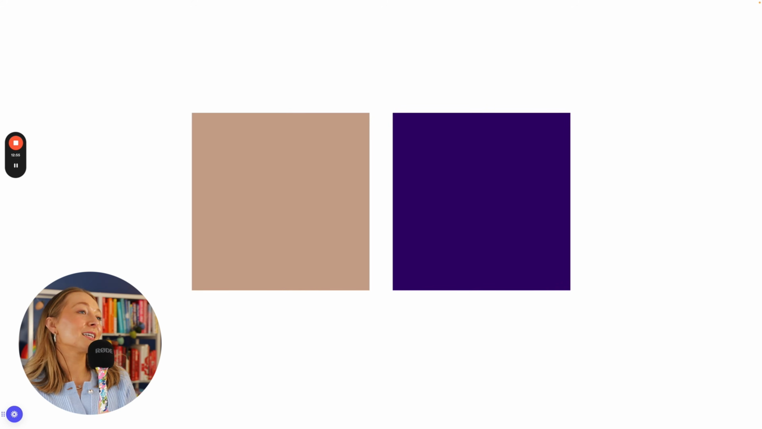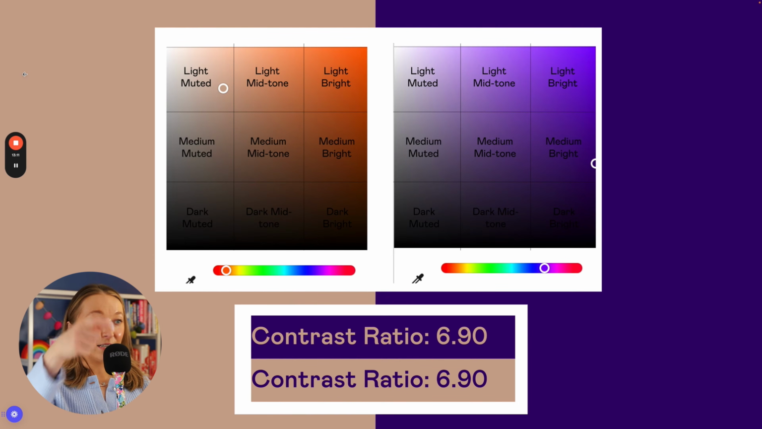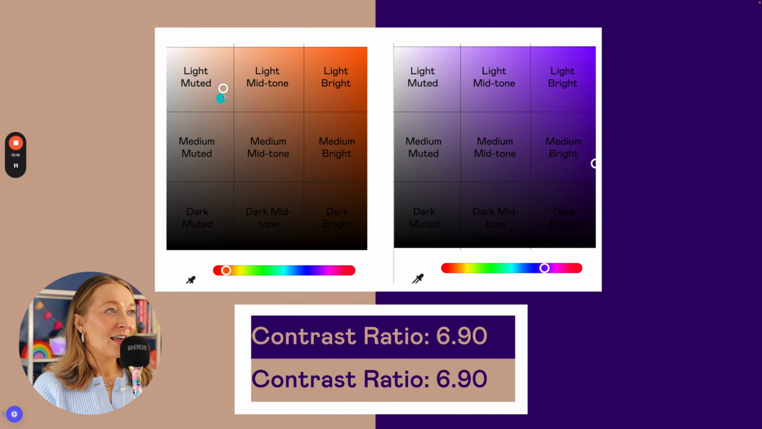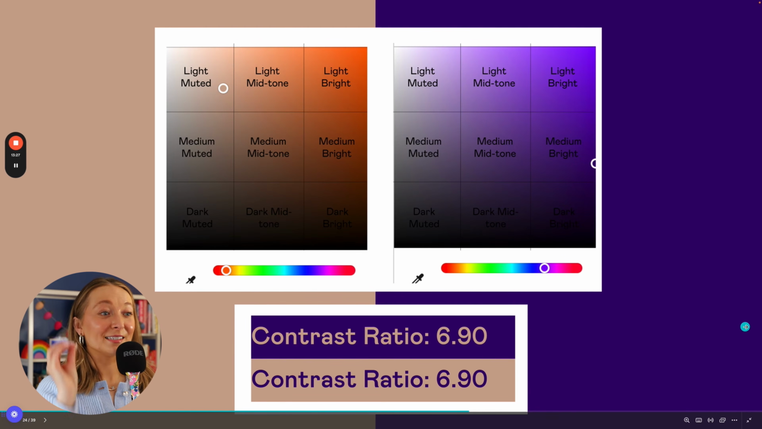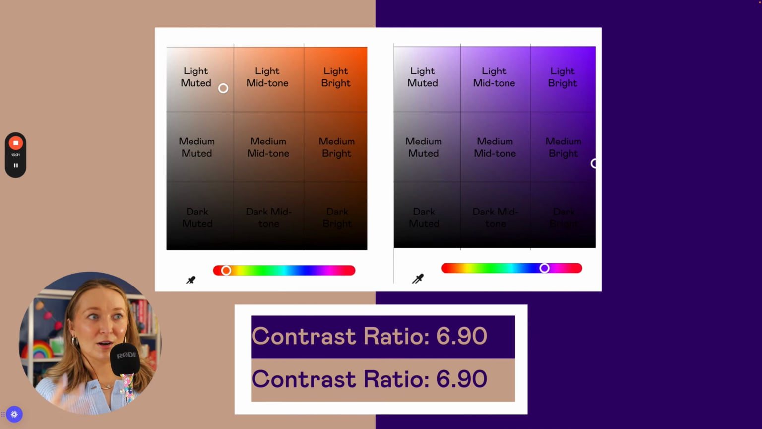So here's what that looks like in real life. Let's take these 2 colors. Let's pretend that we want a 2-color brand color palette, and we're just going to use these 2 colors, this beige and this purple. Here's what they look like in their individual hue spectrums. So we're going to start with this beige over here on the left. That color sits right here. So it's in this light muted section, and the purple sits right here in the medium bright section. Now the contrast ratio between these 2 colors is 6.90, so it has high enough contrast to be able to be used on a brand or website.